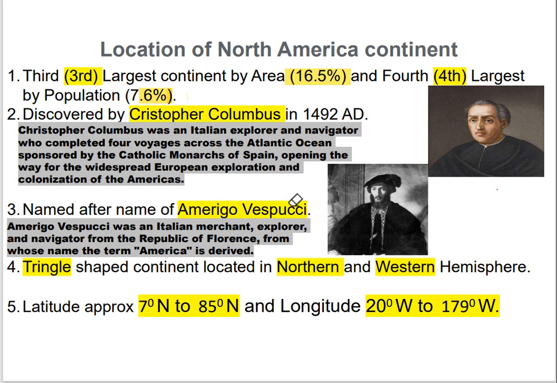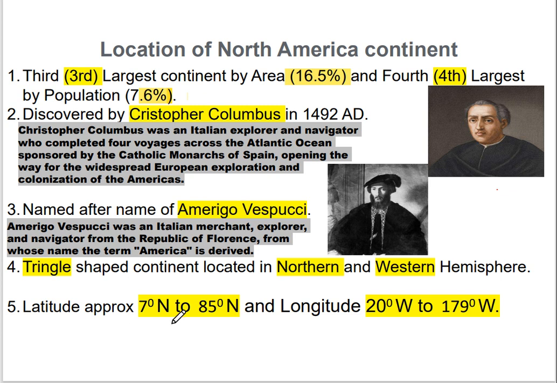So we can consider it Amerigo Vespucci or Vespucci also. So pronounce it accordingly. The dictionary says Amerigo Vespucci was an Italian merchant, explorer, and navigator from the Republic of Florence, from whose name the term America is derived. America was named after Amerigo Vespucci. It is a triangle-shaped continent, located in the northwestern hemisphere. We will discuss it later in the next slide: what is the northern hemisphere, what is the western hemisphere, latitude, longitude, and these kinds of things.